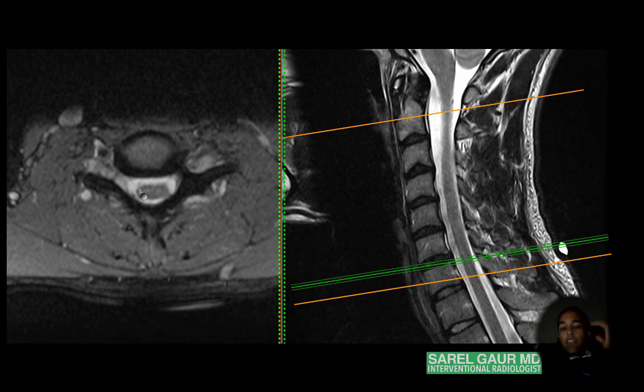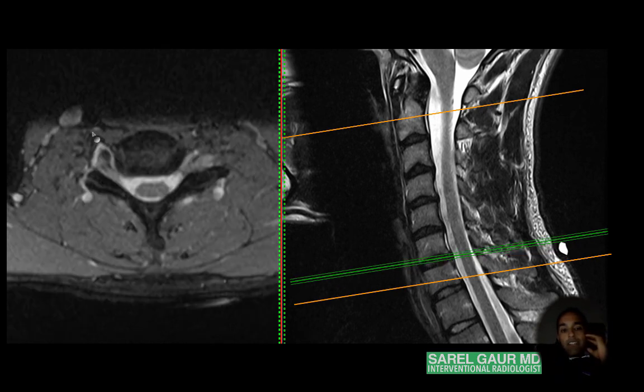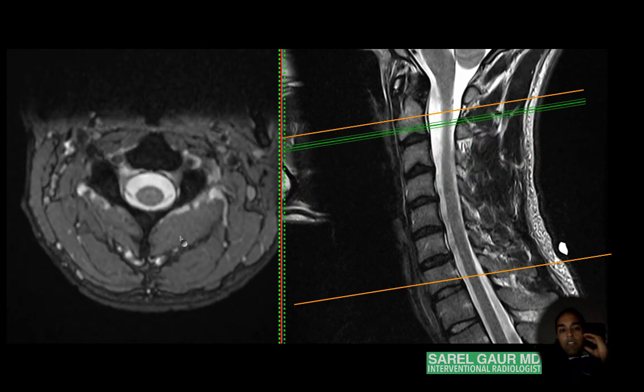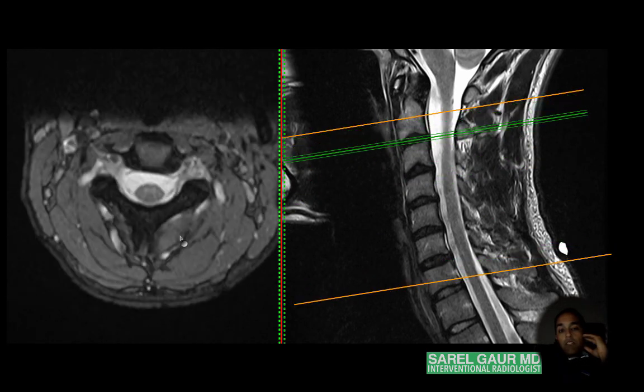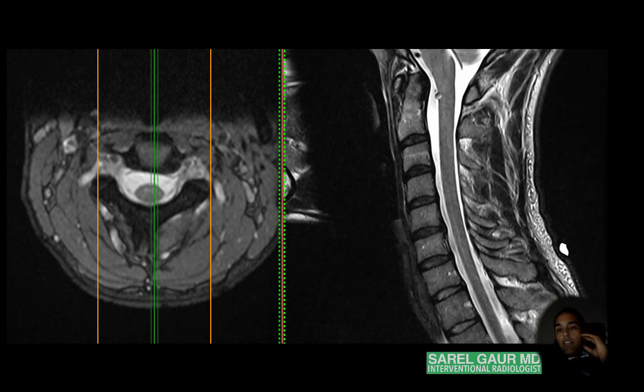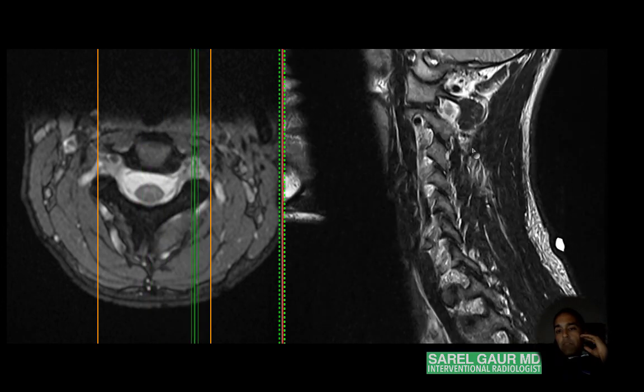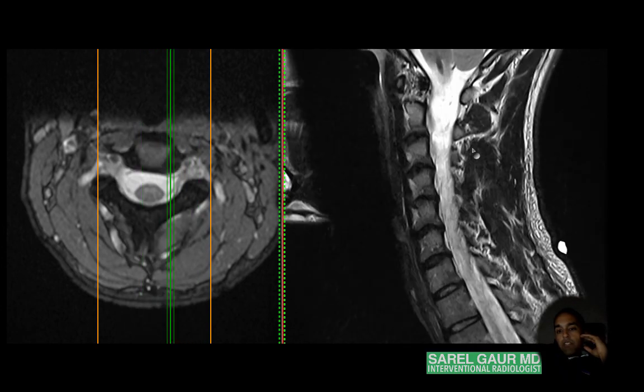Then just to round out the exam, I look at the neck soft tissues, just looking for anything big, anything gross, anything that you don't want to miss. And then also making sure to look at the posterior fossa structures a little bit. And that's about it. I mean, that is pretty much it.